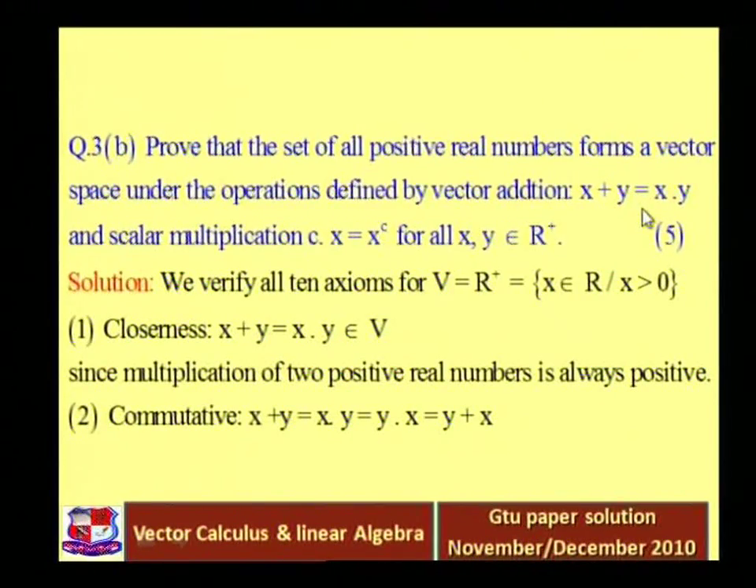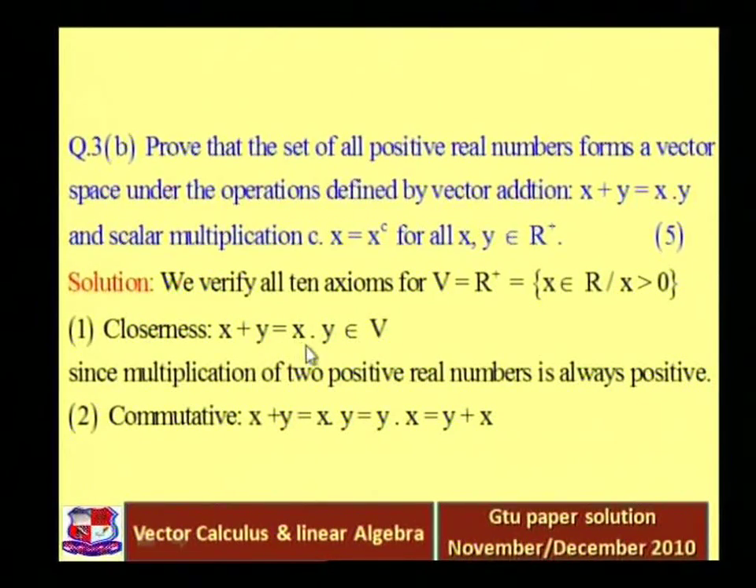So in set theory, if we want to write what type of elements are in the set, that means V is equal to R plus, where x belongs to R and x is greater than 0, right. In addition, for that addition we have to use x plus y is equal to x into y. Okay, so just try to check one by one all the 10 conditions.